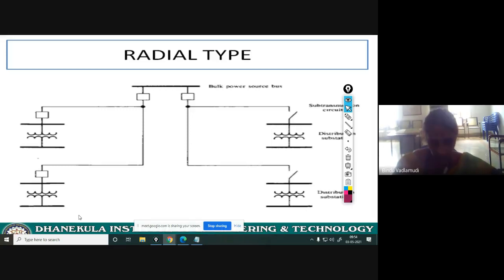Here in the radial type of system, it's a simple connection, just a conductor connected from point to point. That means the receiving end point is a distribution transformer and the sending end point is the bulk power source. Is it not so? Yes, ma'am. What are the major advantages of this type of system?